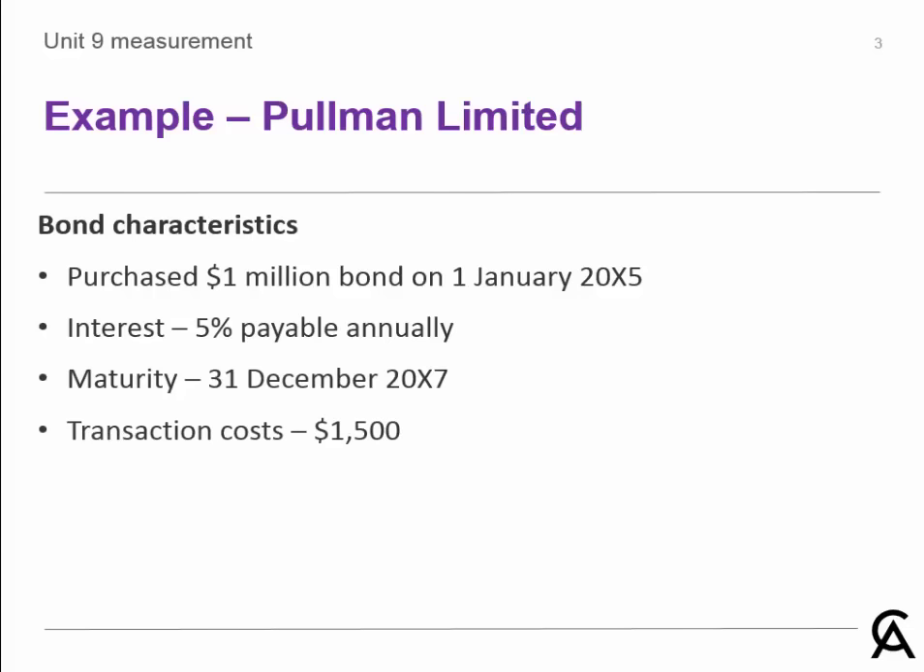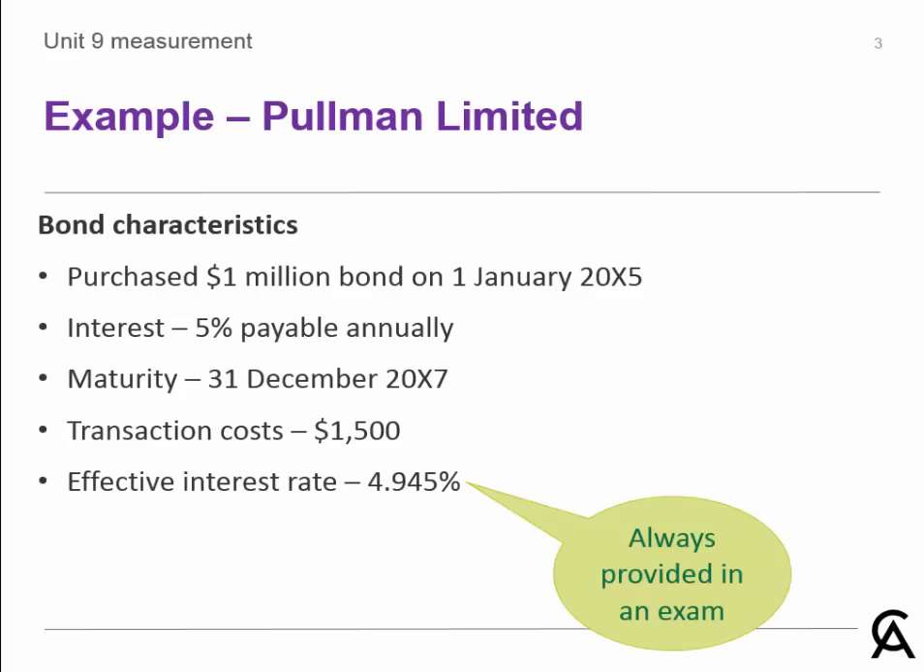There's some more information we need to know about the bond. Firstly, Pullman paid $1,500 in transaction costs when it initially acquired the bond, which means the effective interest rate is not 5%, but 4.945%. In an assessment or an exam question, we will always give you the effective interest rate. So let's look at how you would measure the bond in Pullman's accounting records. In the previous video, we determined that the bond would be classified as amortised cost. We'll look at that, and then also look at what would happen if it was classified differently.